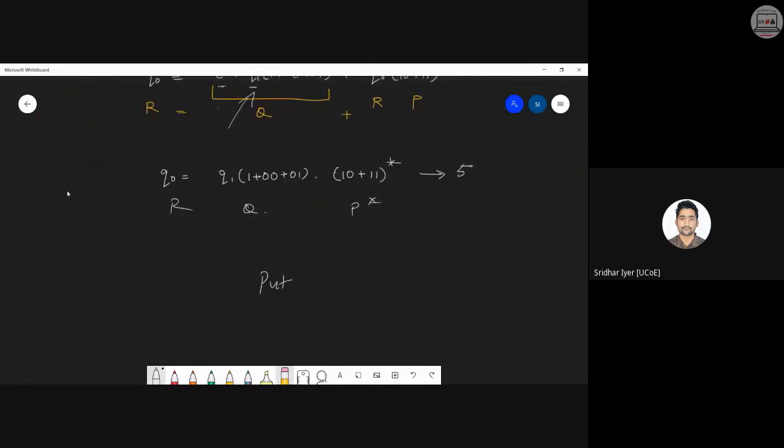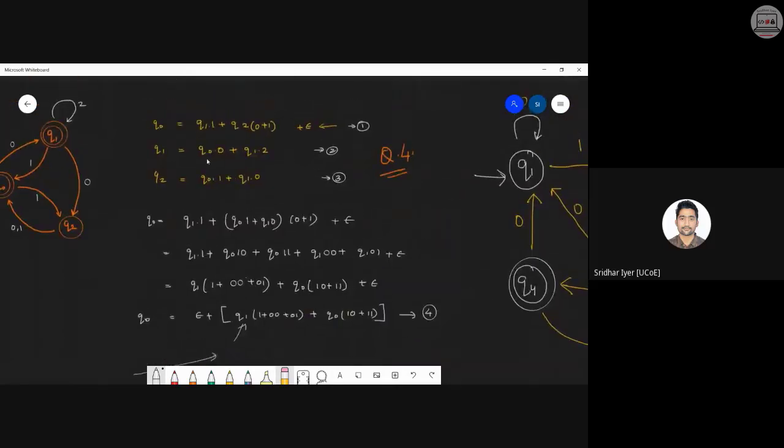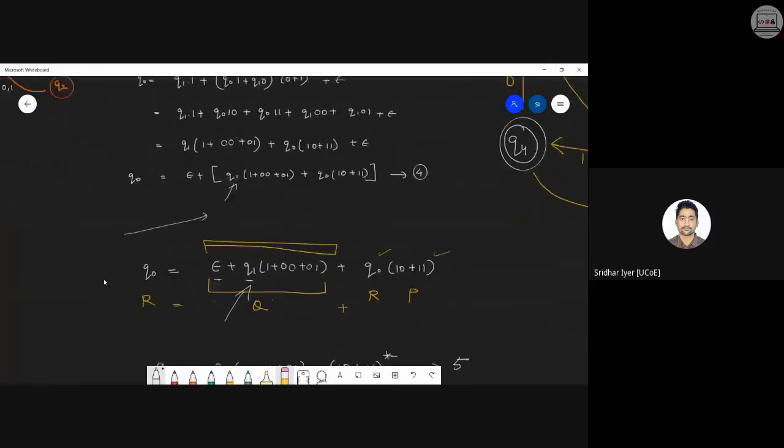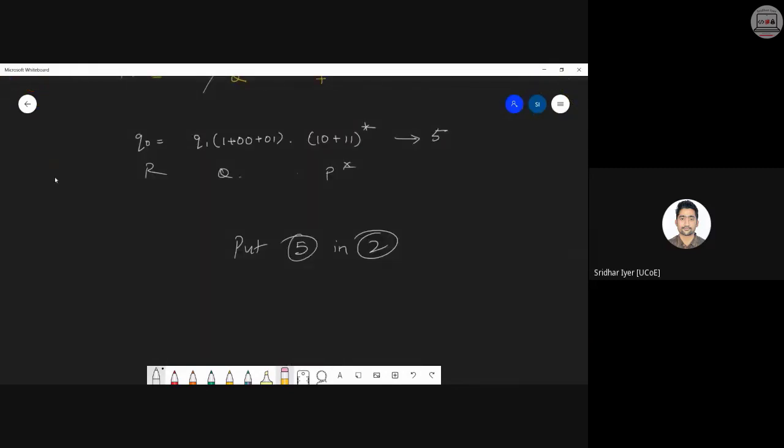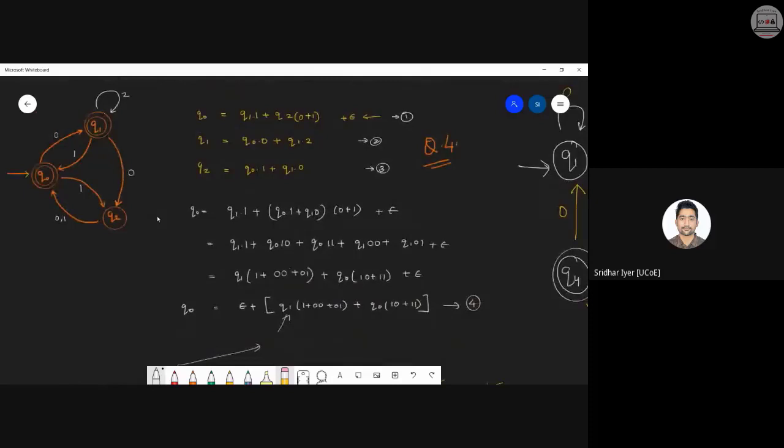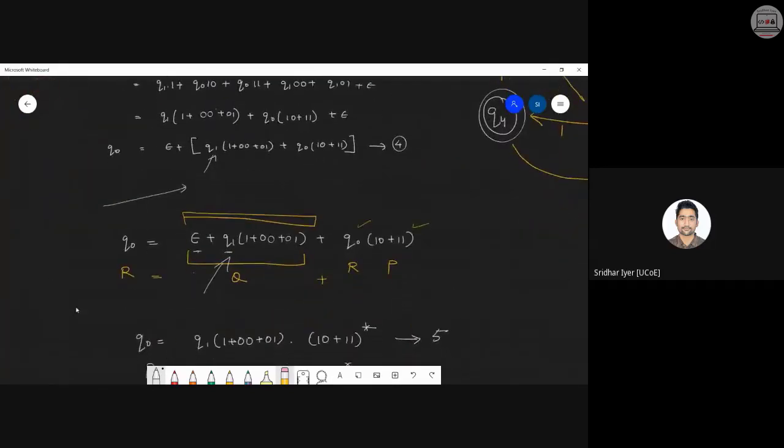Put 5 in 2. Okay. Try to continue this. I'm just telling you, put equation number 5 in equation number 2, and you will get something in terms of Q1. Because if I replace this Q0 by this Q1, then we can convert that into R is equal to Q plus RP format. Yes. So kindly continue this. We will solve this in the next lecture.